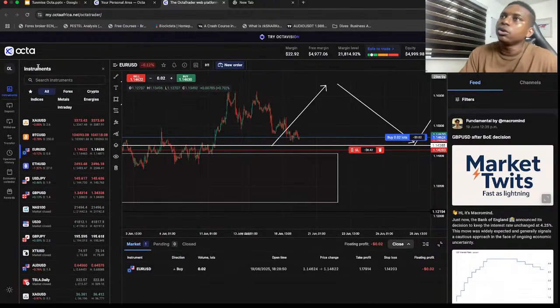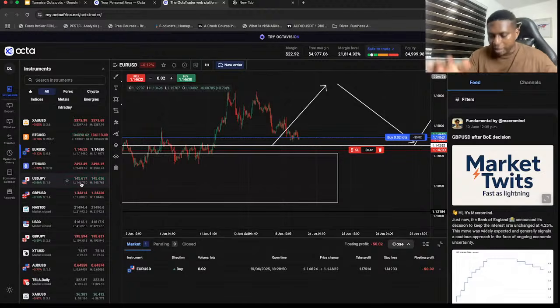So your stop loss level and your take profit level is discretional. You can decide to put it at any level you feel is convenient and safe for you.